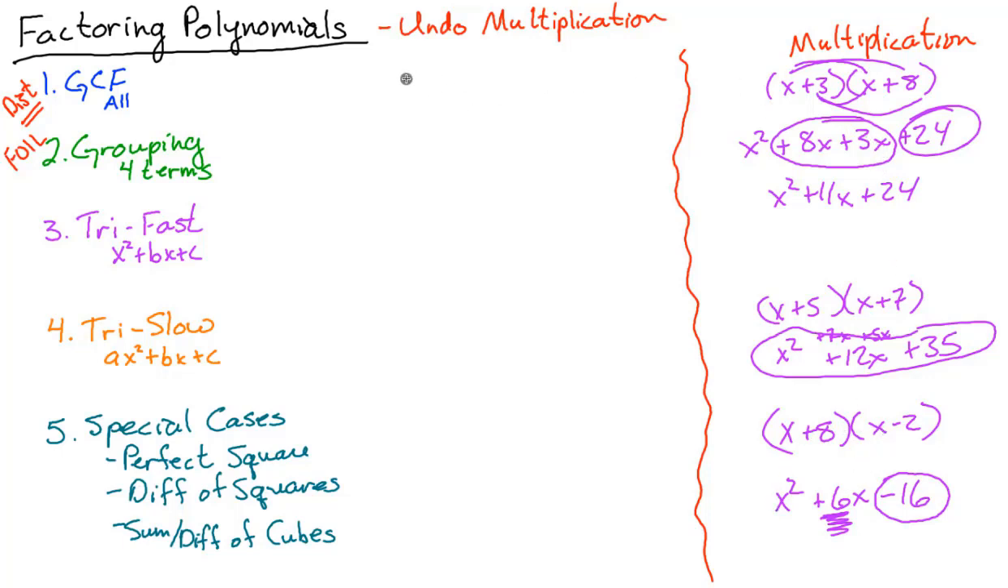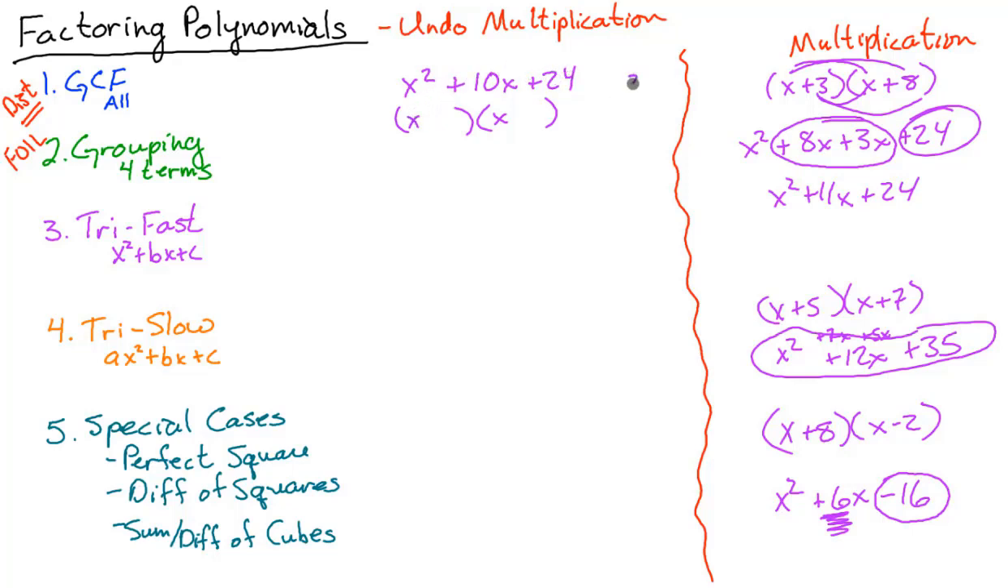All right, let's do some of them. So if we had something like x squared plus 10x plus 24, let's see if we can do it. We know it's an x and an x, and then what times up to 24?